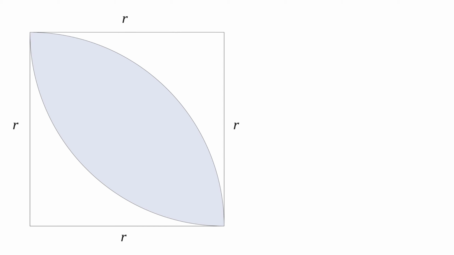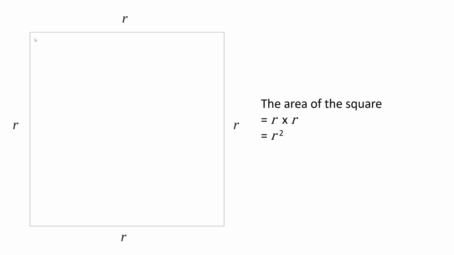Let us now consolidate the information that we know. The area of the square will be r multiplied by r. That will give us r squared.